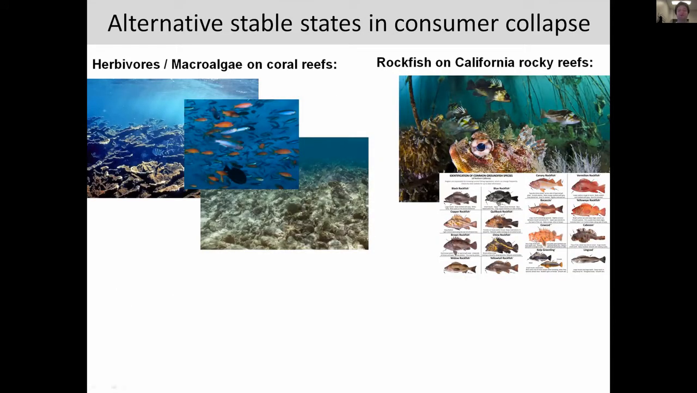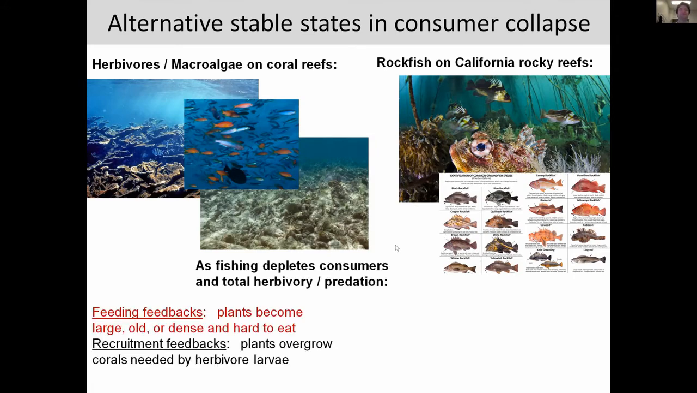So there are two systems I want to keep in mind as we're thinking about this, where you have truly high diversity: herbivore assemblages on coral reefs, and those herbivores eat macroalgae, and the rockfish communities of California rocky reefs, where here's a table of the 16 common species. These are really diverse systems. And in these systems, fishing is quite important. It can deplete consumer abundance and therefore reduce total herbivory or predation.